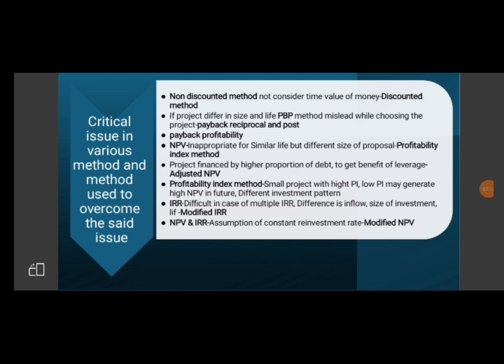In the IRR method, what we are facing is difficulty in case of multiple IRRs, differences in inflow, size of investment, and life of the project. For this, we can use the modified IRR method. NPV and IRR methods themselves have issues, that is the assumption of constant reinvestment rate. So modified NPV and modified IRR can be used to overcome these issues. In the next video, we will work out the illustration sums under different methods. Thank you.